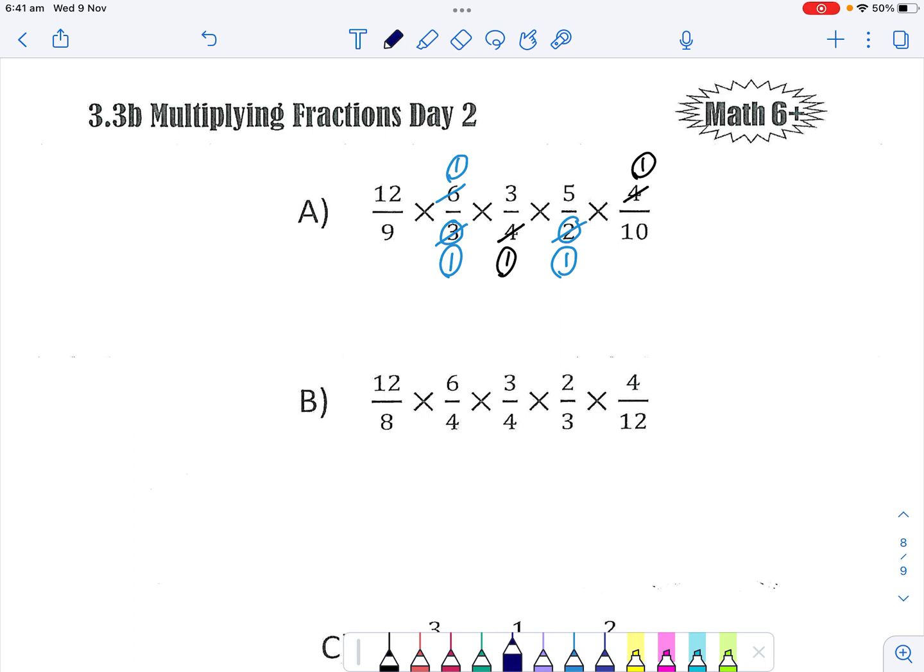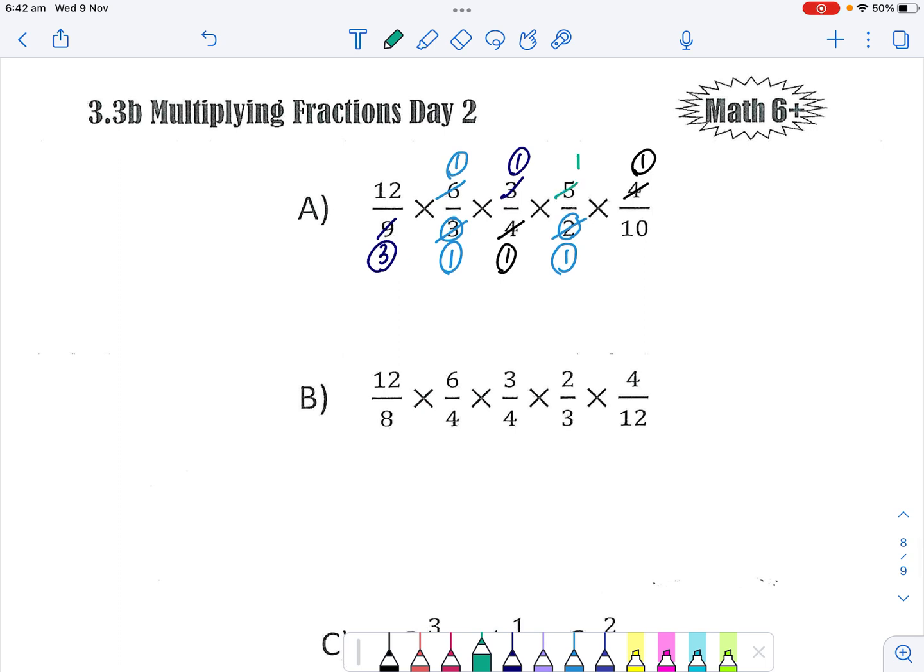Then with what I've got left after that, because nothing else works out quite that way, I'm just going to do my normal cross-canceling. So I'm going to say, does anything go with anything else that's left? For me, I'm going to look at the 3 and the 9. So the 3 is going to become a 1, and the 9 is going to become a 3. And then I've got 5 and 10, so 1 and 2. And then the 12 didn't cancel with anything, so I'm just going to keep that the same for now.